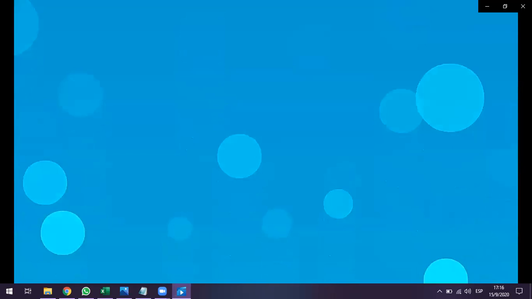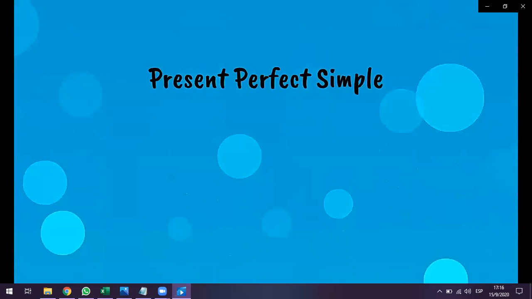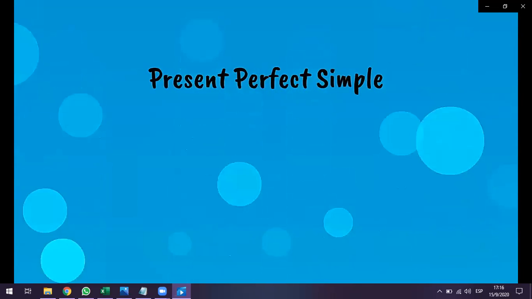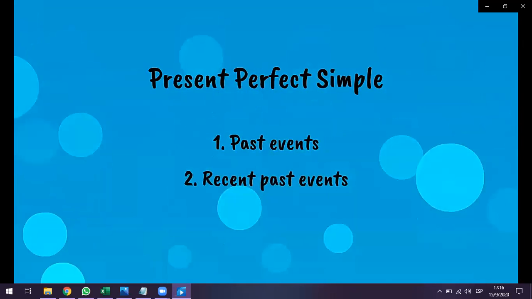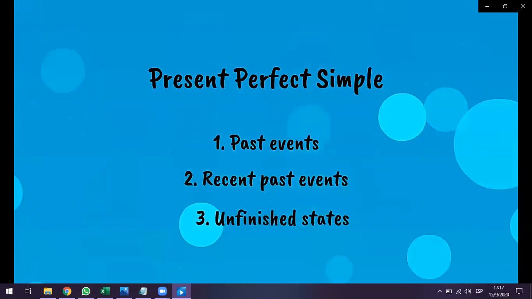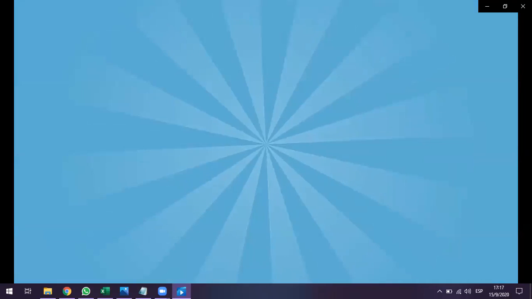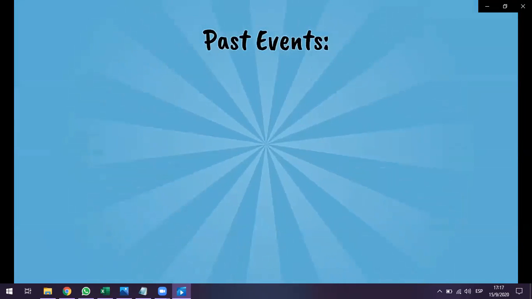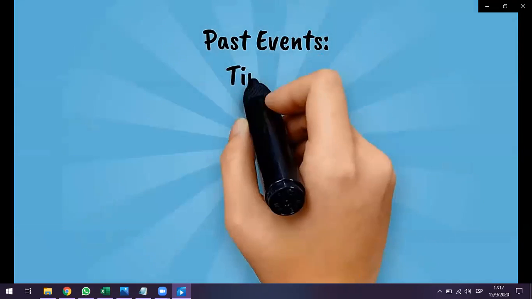Let's take a look at the present perfect simple first. The present perfect simple has three functions. We use it to talk about past events, recent past events, and unfinished states. The first function is talking about past events. To understand the past events function, let's use a timeline.